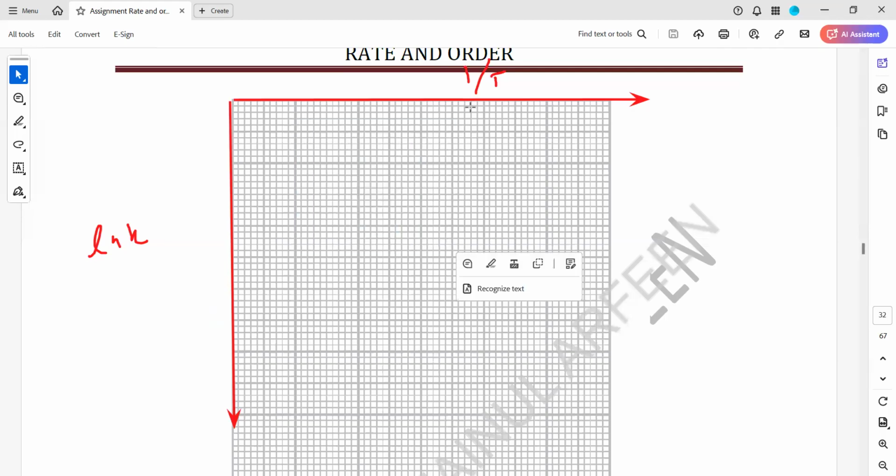Because there is a y-intercept for this graph, it should not start from the origin. When you select a proper scale, it will be like that. And then work out the gradient of this line, and the gradient multiplied by the gas constant gives you the activation energy.